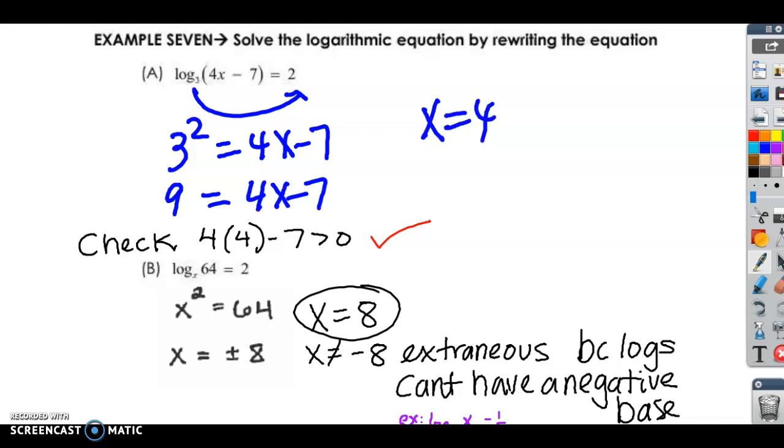And then, of course, you'd want to check it. You want to plug it in and say log base 3 of 4 times 4, minus 7. Okay, we're good. It's greater than 0.